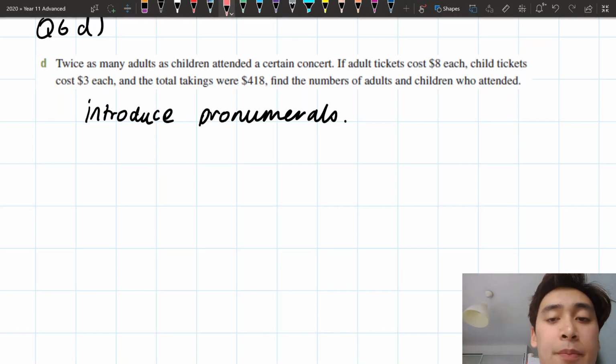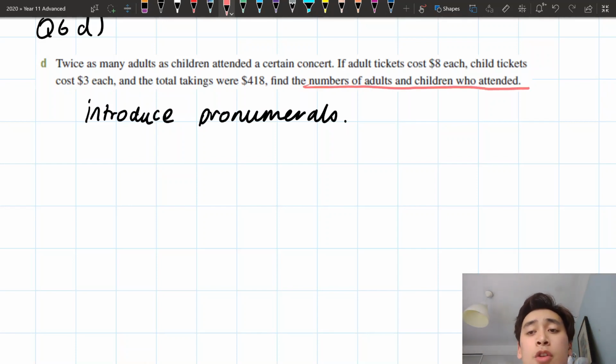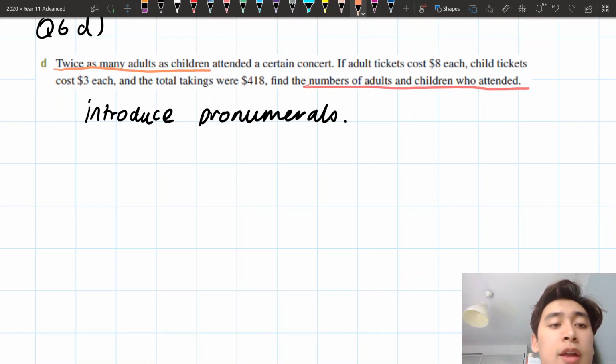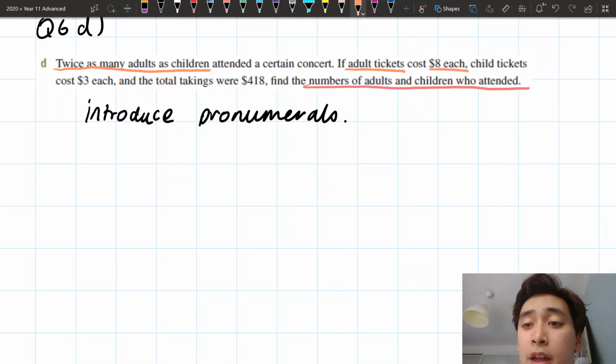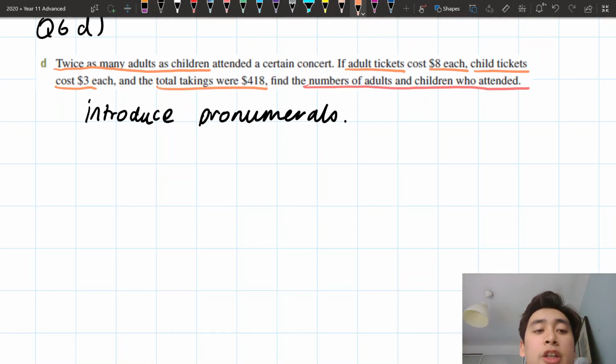So we want to find the number of adults and children who attended. I'm going to do a Newman's, and go through and underline the key information. There was twice as many adults as children. So I know that the number of adults was 2 times as many as children. The next most important information is that adult tickets were $8 each, children tickets were $3 each, and the total takings were $418.